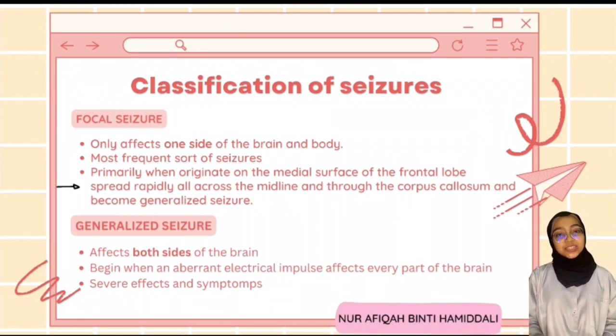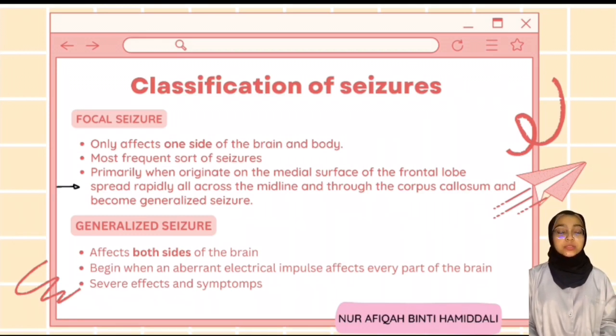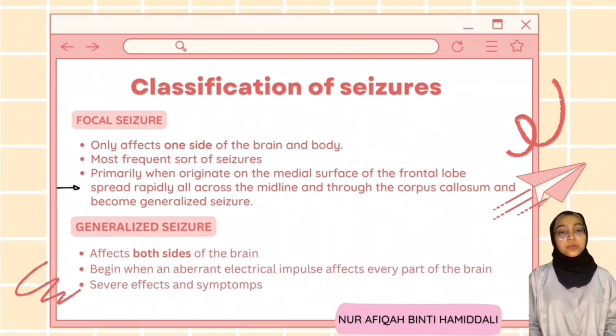On the other hand, generalized seizures are defined as seizures that begin when an electrical impulse affects every part of the brain. It affects both sides of the brain. And this seizure type can occur in both genetic and structural or metabolic epilepsy.